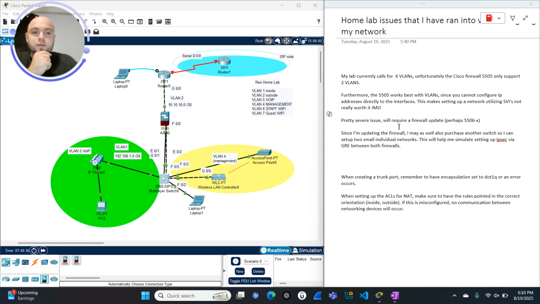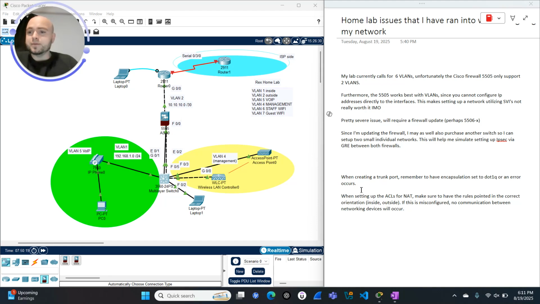Now, since I am thinking about upgrading, I would keep the 5505 since I have it. I would just get another cheap switch. And I'm thinking since I have redundant switches, redundant routers, and a redundant firewall, I could have a really small network here, and a really small network here, and then play around with IPsec, setting up basically two offices, that kind of thing.